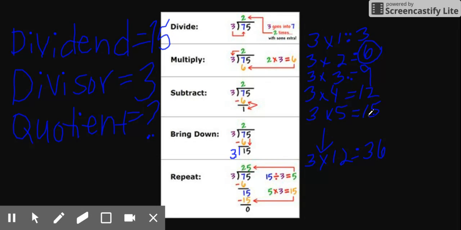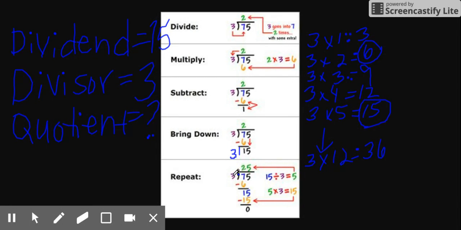I'll look over here in my multiplication facts. I look at the multiples. I'm trying to find a number that is closest to 15 without going over, and I find exactly what I'm looking for, 15. So how many groups of 3 can I make out of 15? That would be 5. So now the 5 is going to go on top of the next number on top of the box, which would be the 5. So I'm going to repeat the same steps.